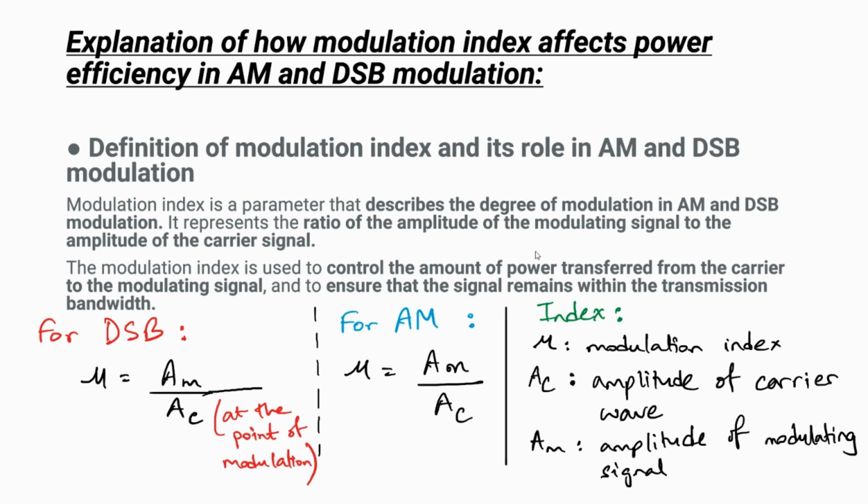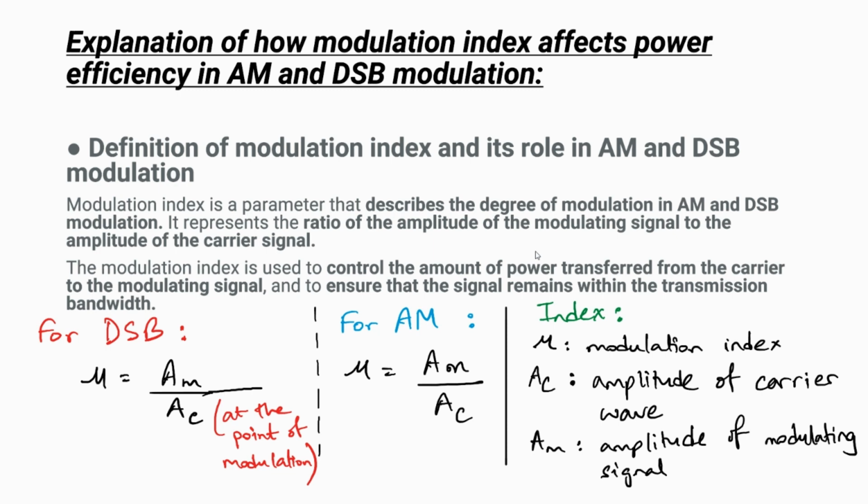Okay, so modulation index represents the extent of signal amplitude variation in AM and DSB modulation. It determines the amount of power that is transmitted in the sidebands and the carrier, and it is essential to maintain a balance between the power efficiency and signal quality.